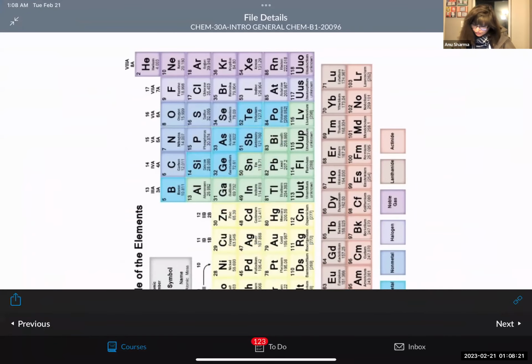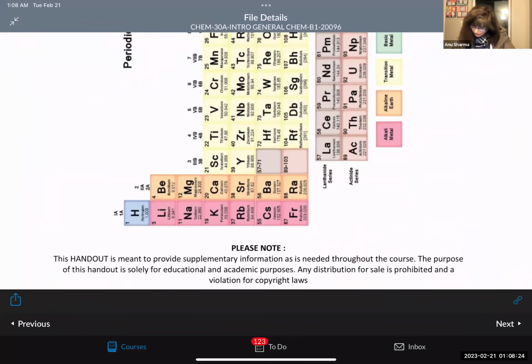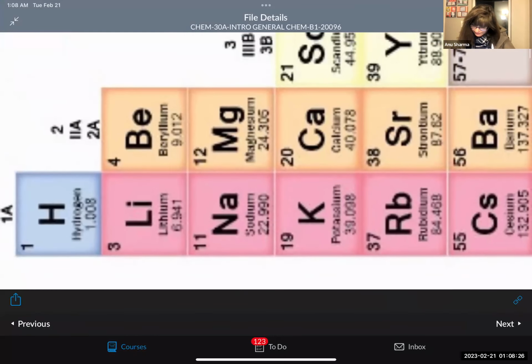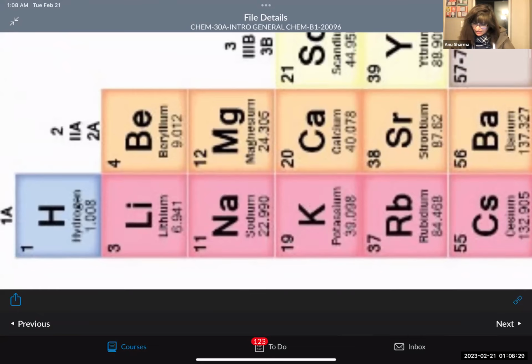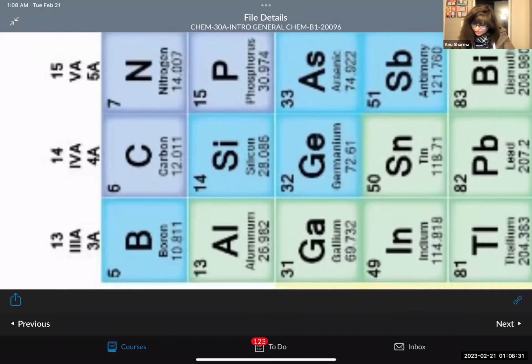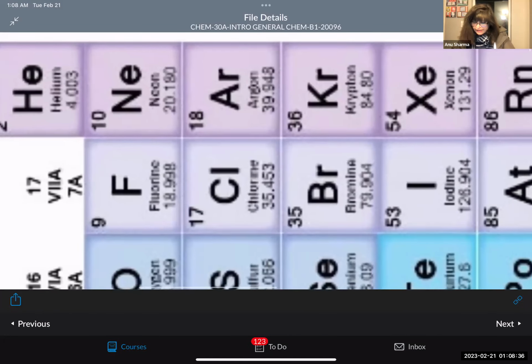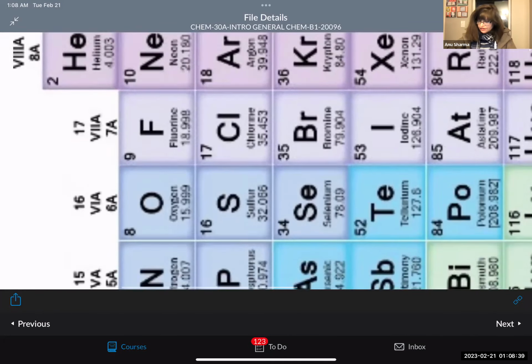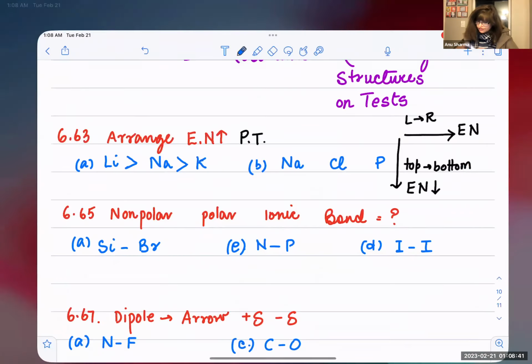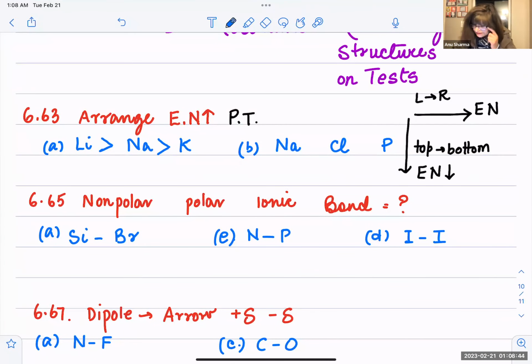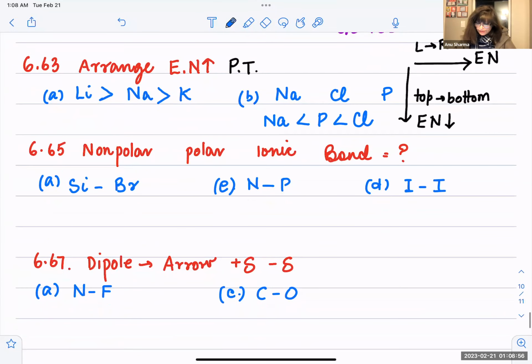Where are they located? Here's the sodium in group 3A, and then comes phosphorus, and then chlorine. So chlorine is highest. Here sodium is in the same period. So we see that sodium has the lowest, then comes phosphorus, and then comes chlorine. Okay, so that's the answer to this one. So that's the trend in the periodic table.